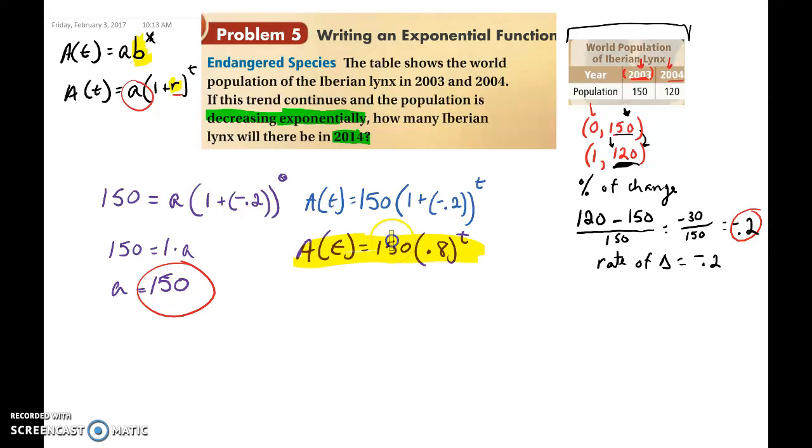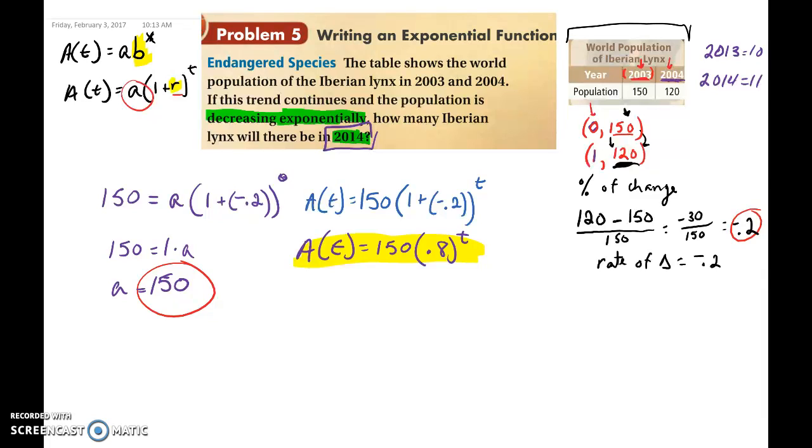Now it asks us not only to come up with the exponential equation, but to figure out what is the population in the year 2014. So to do that, we need to think about how we labeled our years. So 2003 was 0, 2004 was 1. So that means the year 2013 would be equal to 10, and 2014 will be equal to 11. It's 10 more than 2004, so it'll be 1 plus 10 is 11.